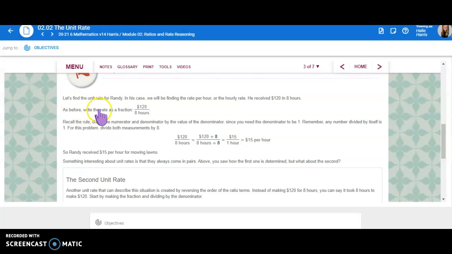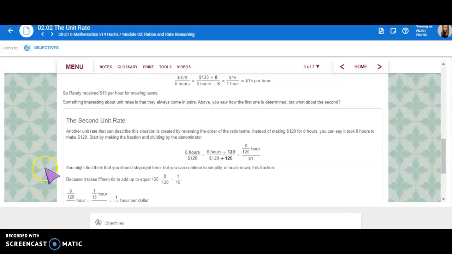So when we are finding out Randy's unit rate, remember he made $120 and he worked for 8 hours. So again, to find a unit rate, we always divide. So we have to do the division problem. We're going to divide them both by 8. Remember, fractions are division problems. So we take $120, we divide it by 8, and we discover that he makes $15 per hour. So Randy receives $15 per hour for mowing lawns.